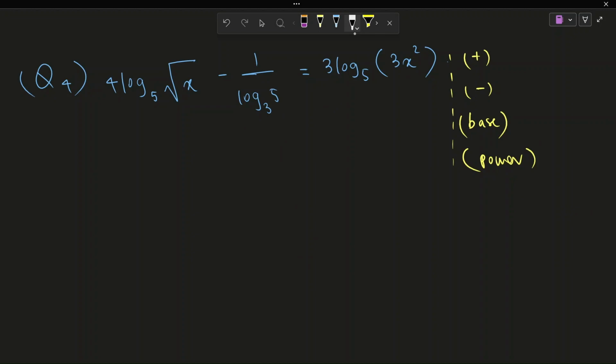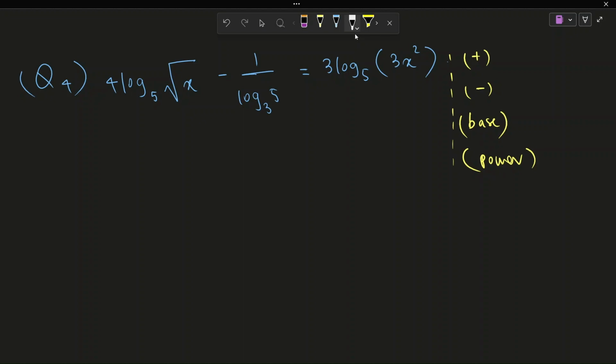Okay, so moving on to our final question, and I know this looks tricky, but it gets simpler, so bear with me. Before we dive in, remember I have all my rules noted down on the side, and let's read it out. 4 log root x to the base 5 minus 1 by log 5 to the base 3 equals 3 log 3x squared to the base 5. You're noticing a lot of rules, I know, but one rule at a time.